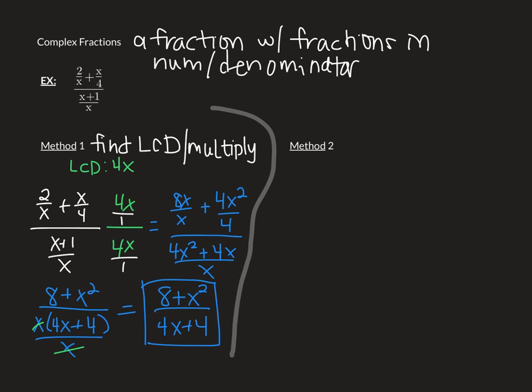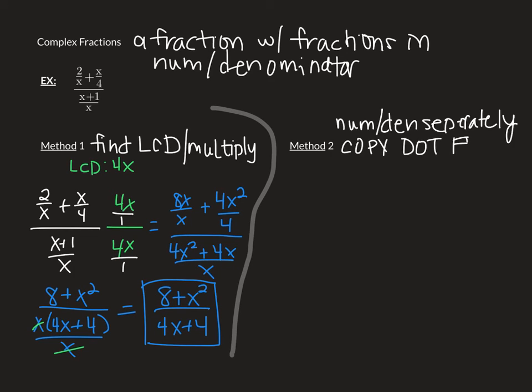So method 2 deals with the numerator and the denominator separately, meaning we're not looking at it as one whole fraction together. We're looking at it as two different parts. The numerator is one part, the denominator is one part. Wow, that's messy. And then we would go through the idea of copy dot flop. Okay, so here's what that looks like.